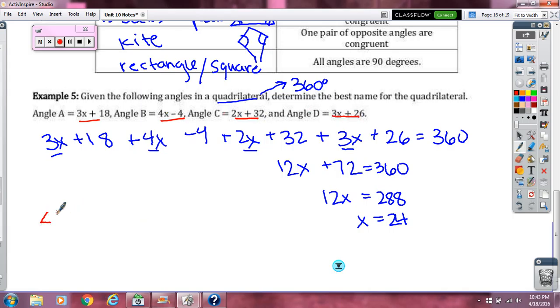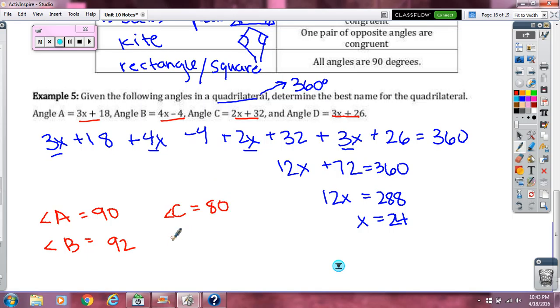So when I take 3 times 24 and add 18, I think that ends up being 90. Ooh, so I might have like a square or like a rectangle kind of action going on, but we won't be sure until we check the other ones too. So let's do angle B. 4 times 24 minus 4 is 92. Alright, so the square idea is totally out now. Alright, angle C. 2 times 24 is 48, plus 32 is 80.